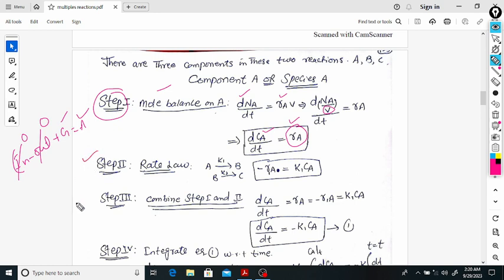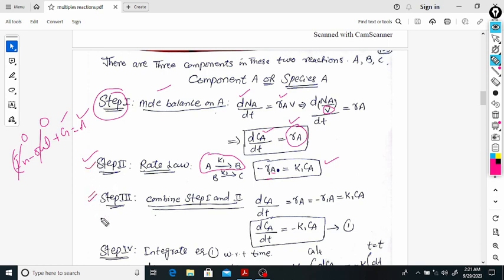And step number two, we will write the rate law for these two reactions. Remember that component A is present only in reaction number one. So the rate of consumption of component A in reaction number one is equal to K1CA. This is the rate law for component A. There is no component A in reaction number two, so we do not need to write the rate law for reaction number 2. This is step number 2.